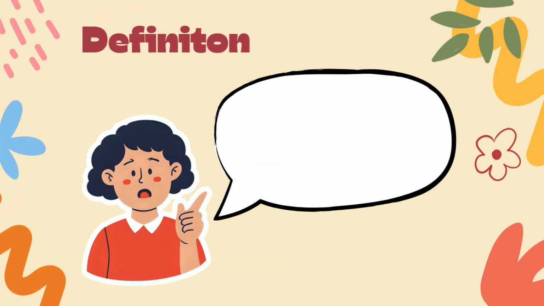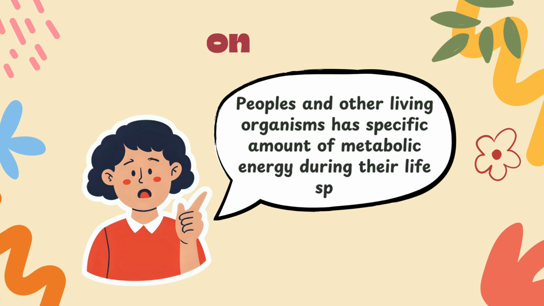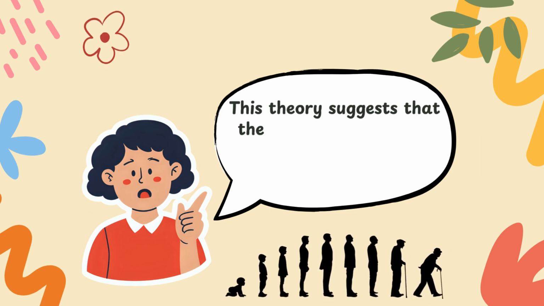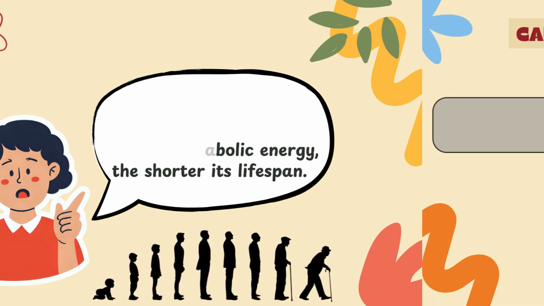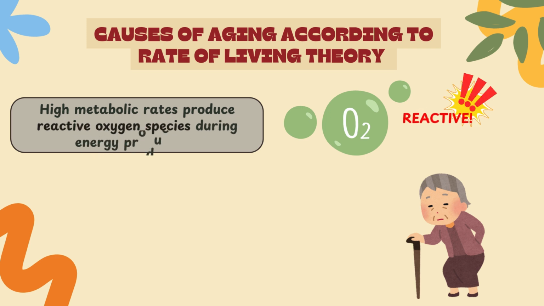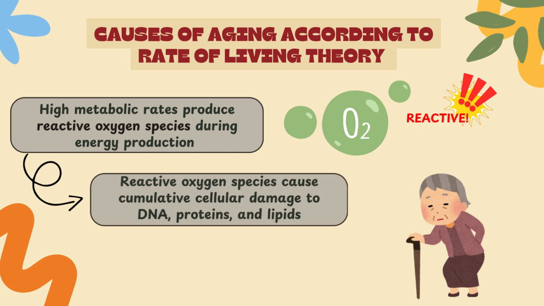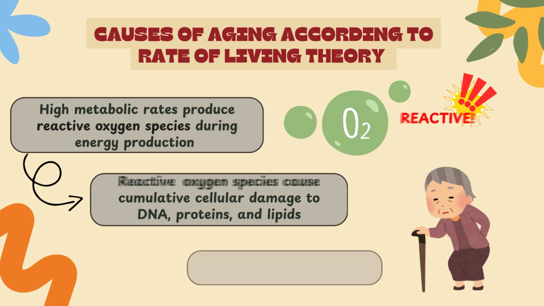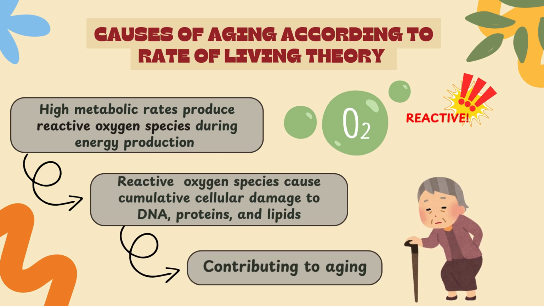According to this theory, people and other living organisms have a specific amount of metabolic energy during their lifespan. This theory suggests that the faster an organism uses its metabolic energy, the shorter its lifespan. When our bodies have high metabolic rates, they produce more reactive oxygen species during the process of energy production. Then, reactive oxygen species cause cumulative cellular damage to DNA, proteins, and lipids over time. This ongoing cellular damage is a key factor that contributes to the aging process.